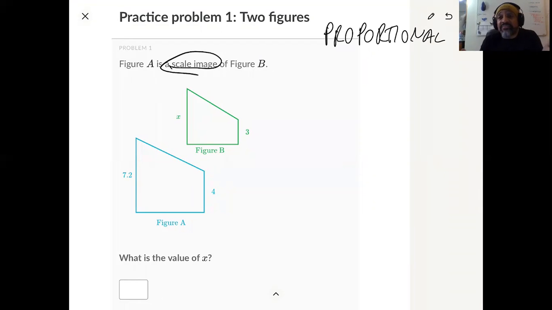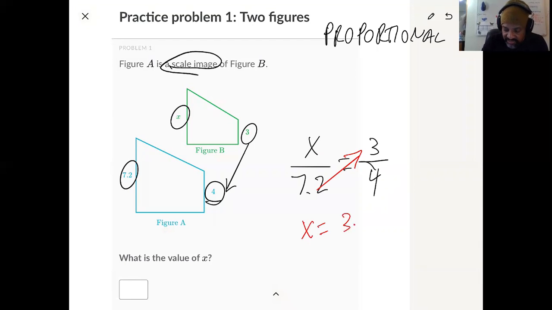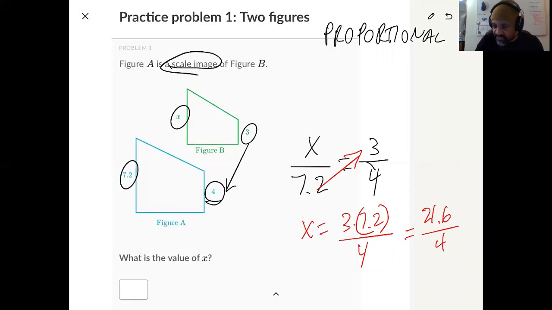Now, it really doesn't matter how you set it up as long as you're consistent in comparing the same things. But because this side goes with this, I'm going to say X is proportional to 7.2 and 3 is proportional to 4. There's our proportion. Now all you have to do is cross multiply. It's going to be X equals 3 times 7.2 over 4. 3 times 7.2 is 21.6 divided by 4.